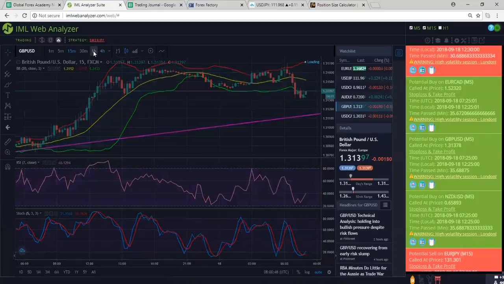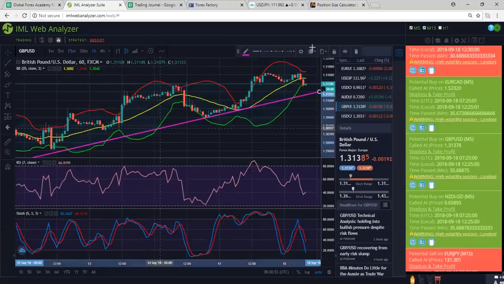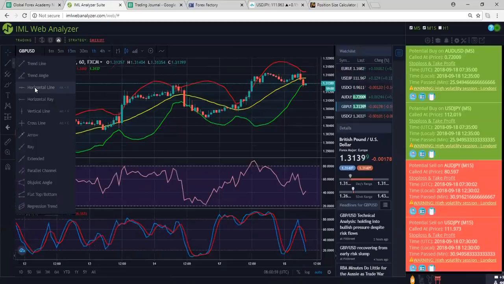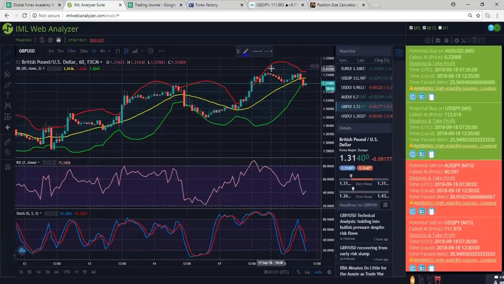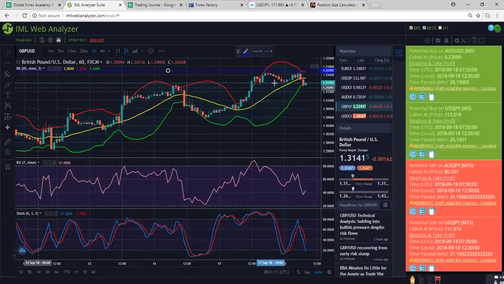Oh, another thing that I do, let me just do this real quick. So I'm going to get rid of this. So we know that overall it's in an uptrend. And what I like to do is I grab a horizontal line and I draw my support and resistance. And I always plot my support and resistance off of the wicks, not the body of the candle, which IML Academy teaches. And then I drop it here.